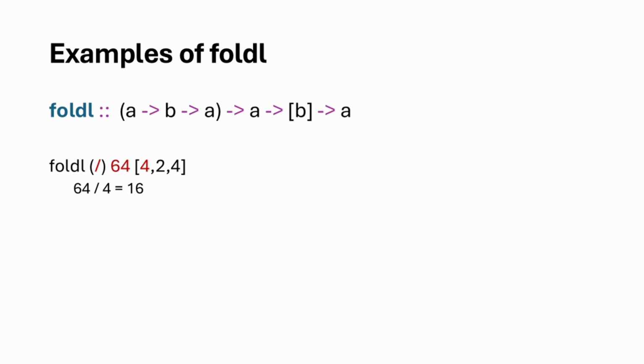Then it does the same thing, but instead of using the 64 from before, it is fed with the result of our last calculation, which here is 16. And instead of using the first value of the list, we now use the second value. This means that now we divide 16 by 2. This gives us the value 8. Then we do this one more time, since there's only one more item in the list. We take our last result, which is 8, and apply the function to this result and the next item in the list, which is 4. This gives us 8 divided by 4. This is 2, and our final answer is 2.